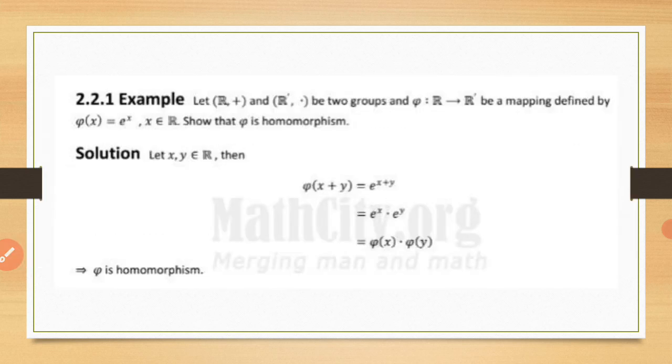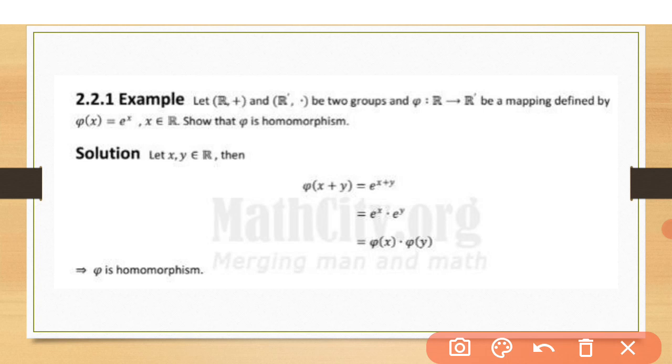Let's see an example. By an example we come to understand. Let R be the real numbers with respect to addition. As I said in the definition, the operators may be different because it preserves the operator. So these are different groups: the real numbers with respect to addition, and the reals with respect to multiplication. Phi is the mapping from R to R-star defined by this function: phi of x is equal to e raised to power x.